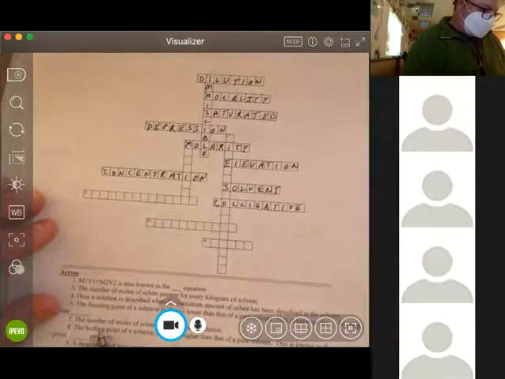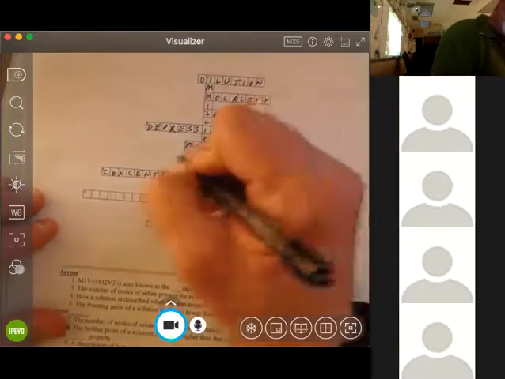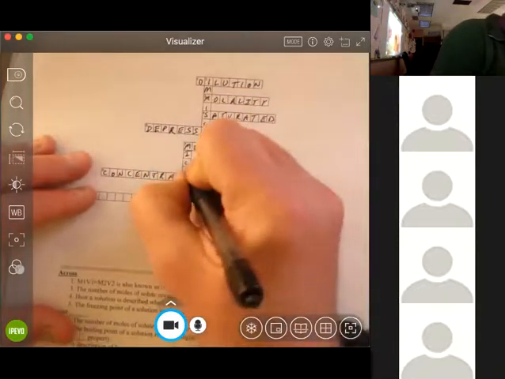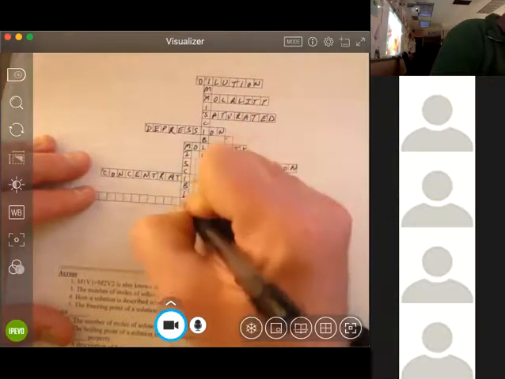Seven down. The word that describes substances that mix together, that is miscible, right? It's almost like mixable, but miscible.